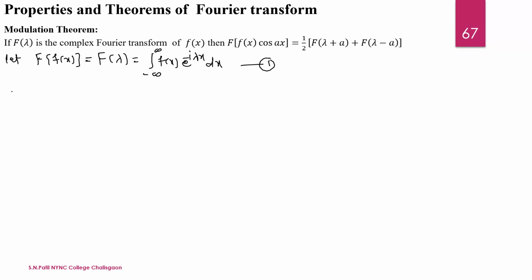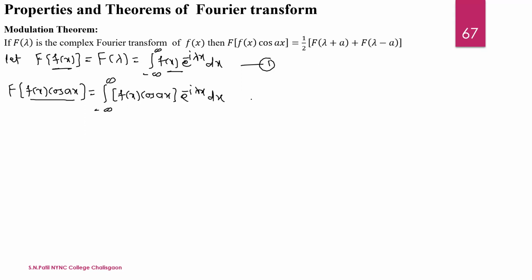Apply the formula, that is Fourier of f of x into cos of ax is equal to, apply the definition, integral from minus infinity to plus infinity f of x into cos ax into e to the power minus I lambda x with respect to x.